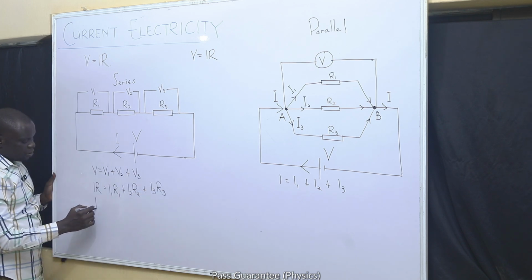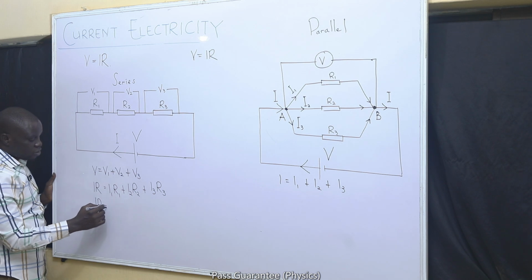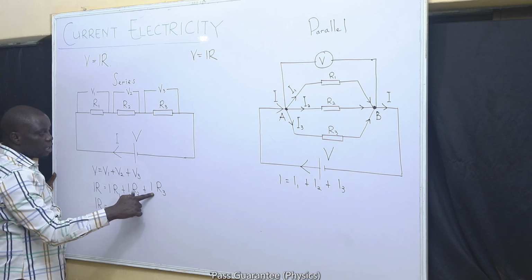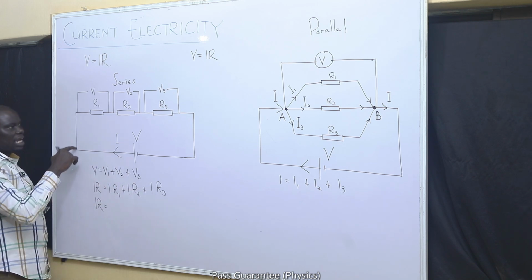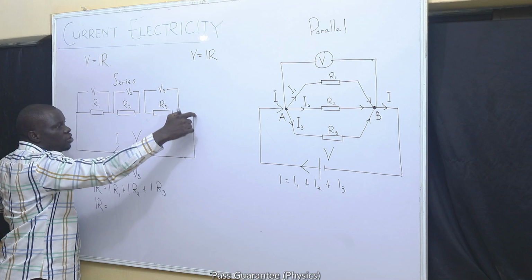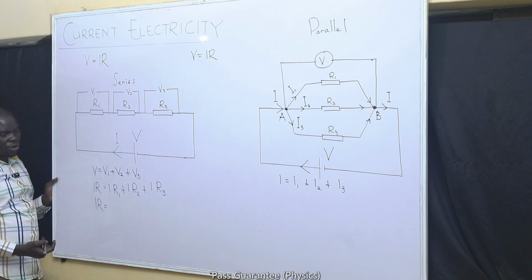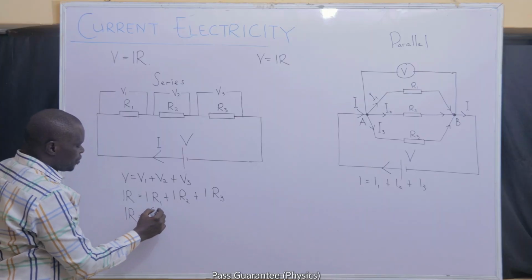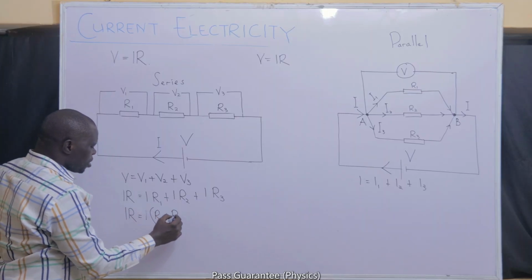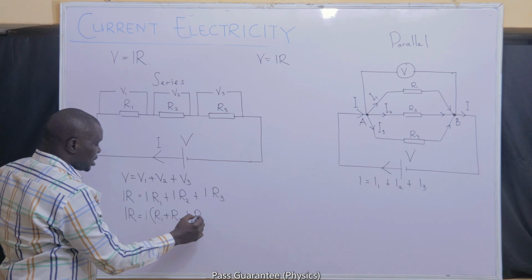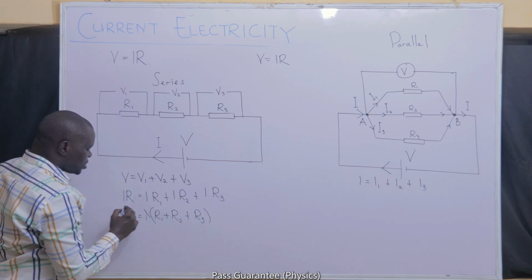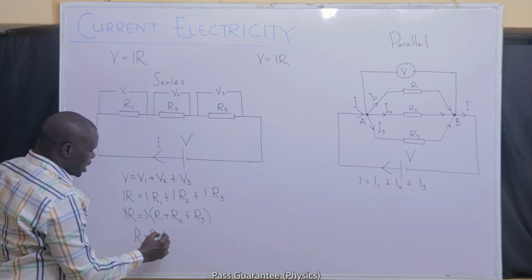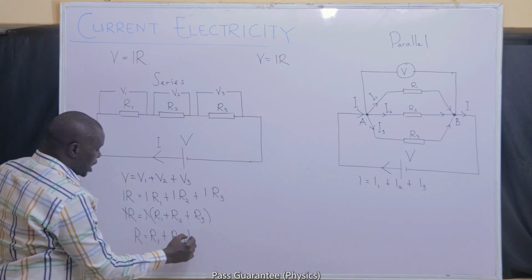If we check very well, we have IR is equal to, there's no I1, no I2, no I3, they are all equal. We have already established earlier that it is the same current that will travel through all three. So if it is the same current, I don't need to differentiate them. I can just factorize, and I will have R1 plus R2 plus R3. If that is the case, I can cancel out I, and our R must be equal to R1 plus R2 plus R3.